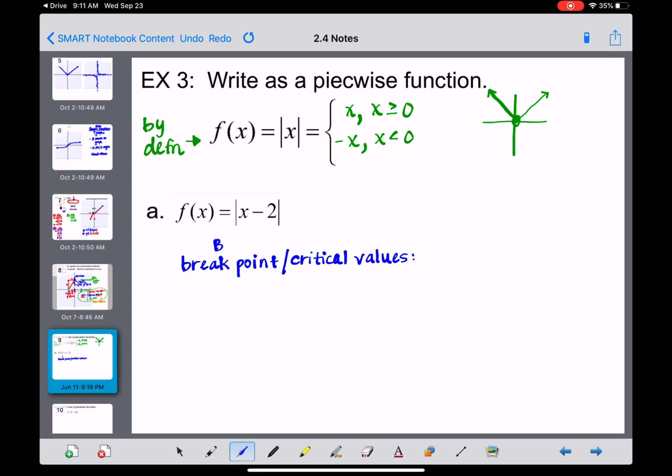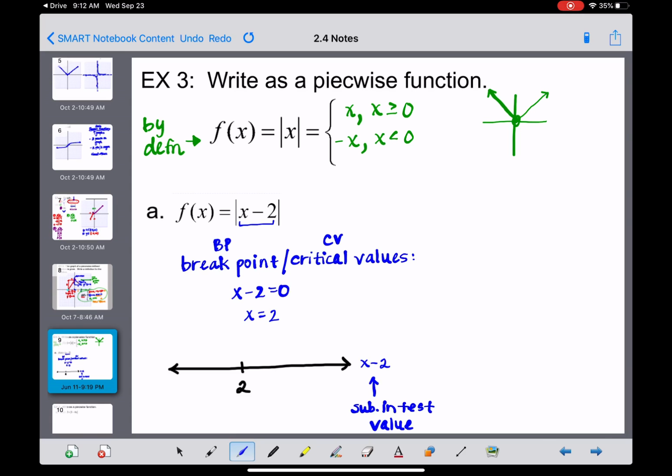Maybe you abbreviate it BP or CV later. So how we're going to do that is we're going to take what is inside the absolute value and set it equal to 0. So that's pretty easy. We get x equal to 2. We're going to take that and put it on a number line. And I'm going to write x minus 2, because that was what was inside the absolute value, out to the side of the line. The reason I'm doing that is I am going to sub in test values into this expression.